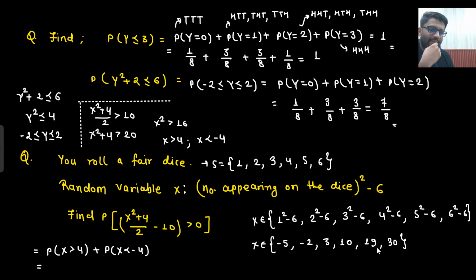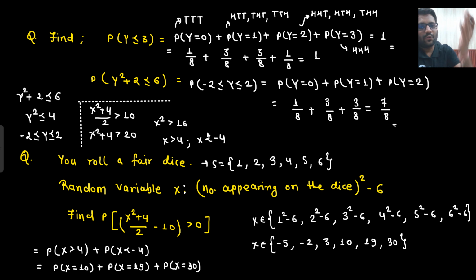Now you know that my random variable x can take these values. So what will be the desirable condition? X should be greater than 4. Let's talk about this one. Is it greater than 4? No. Is it greater than 4? No. Is it greater than 4? No. Is 10 greater than 4? Yes. Is 19 greater than 4? Yes. Is 30 greater than 4? Yes. So the probability of X getting 10, 19 or 30, right? Basically your X should be either greater than 4 or less than minus 4. That means it can take the value either 10 or 19 or 30.